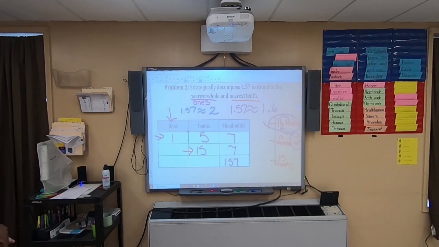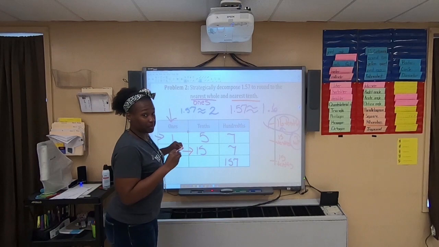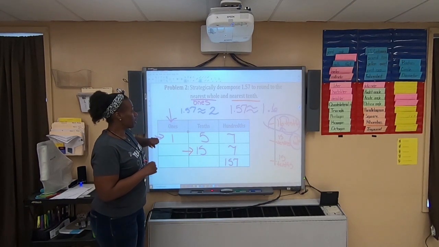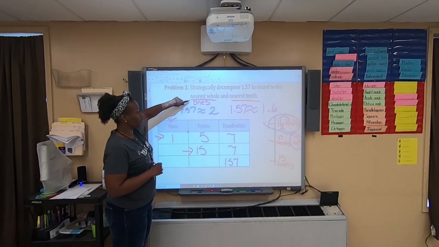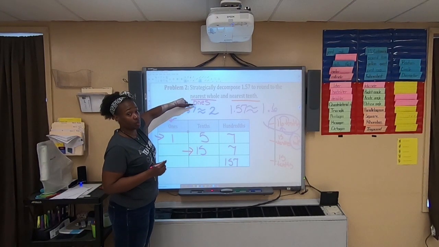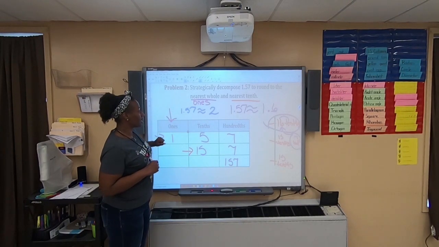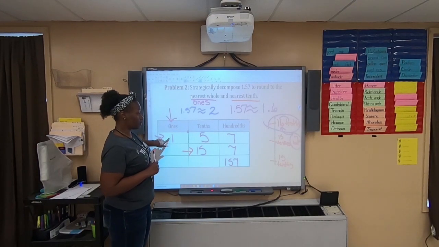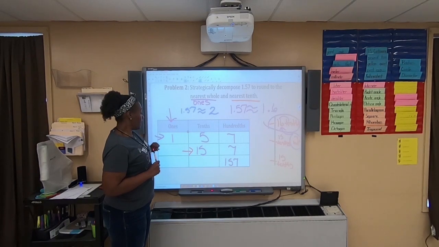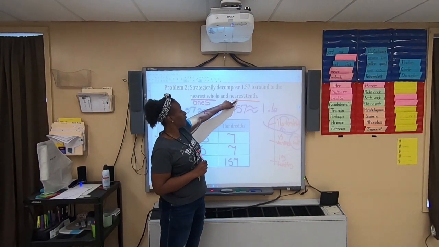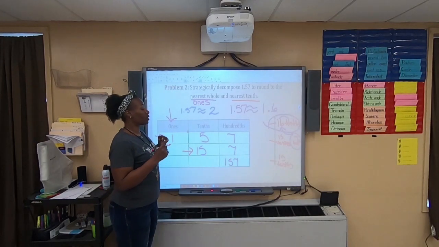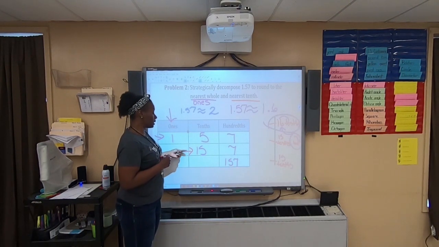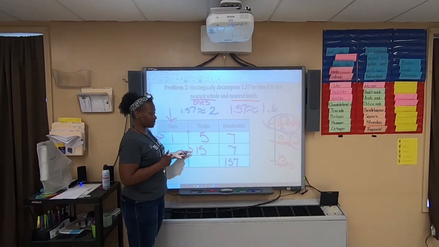Okay, so let's recap this one in case any of it was missed. We started by rounding to the nearest whole number, which I told you is always the ones, because the ones place is the nearest whole number to the decimal. Because I needed the ones, we started with the decomposed sentence that started with the ones. We then moved on and rounded to the nearest tenth. Because I'm rounding to the tenth place, we use the decomposed sentence that started with the tenths.